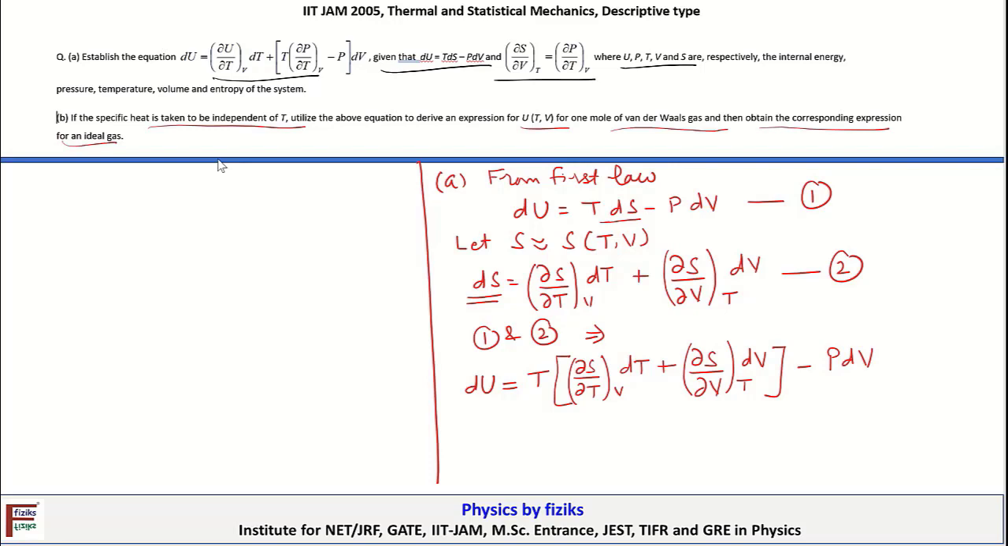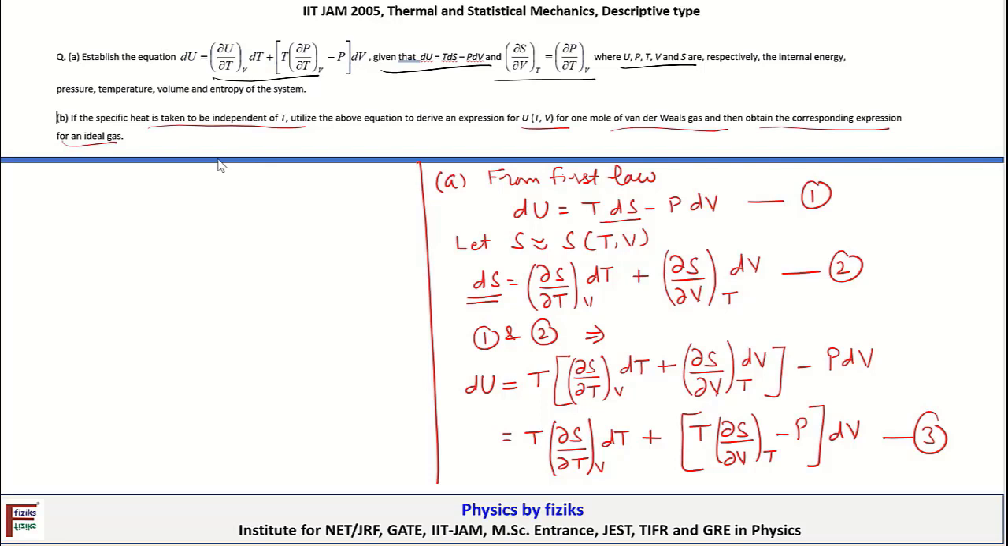Okay, so we will separate some of the terms here. The terms with coefficient dV we will keep together, and the term with dT as coefficient we will separate. So T (dS/dT) at constant volume dT plus [T (dS/dV) at constant temperature minus P] multiplied by dV. Let me call this equation 3.